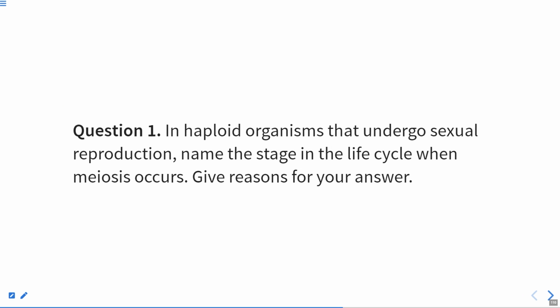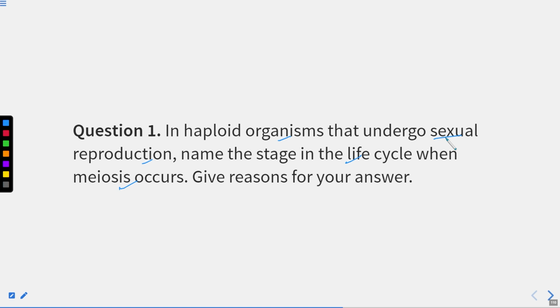Today we'll be solving the short answer type questions. So let's start with question number 1. In haploid organisms that undergo sexual reproduction, name the stage in the life cycle where meiosis occurs.